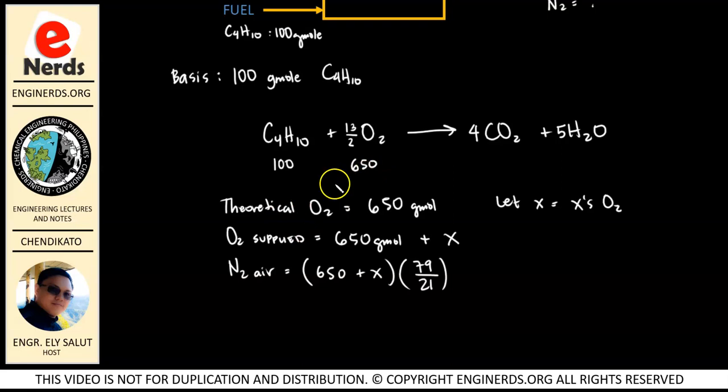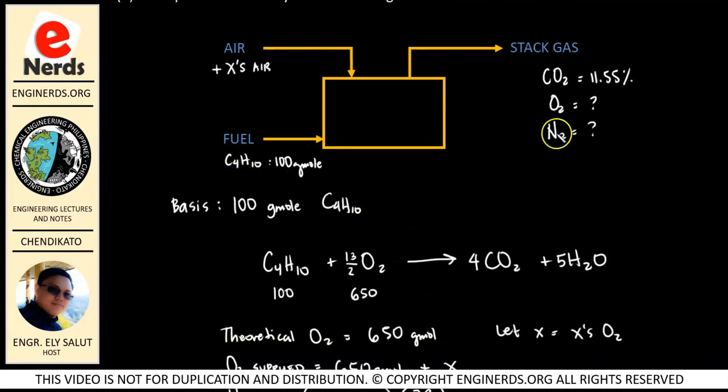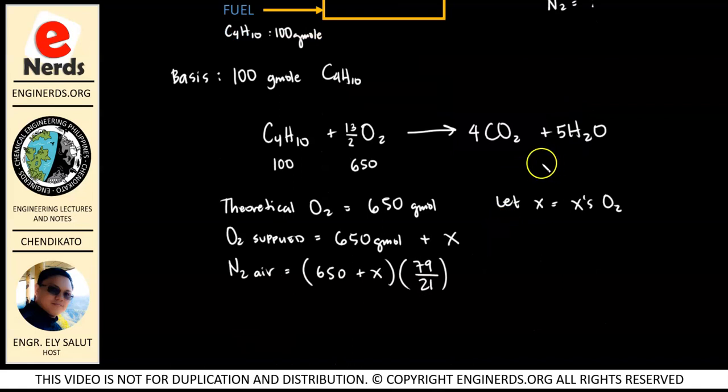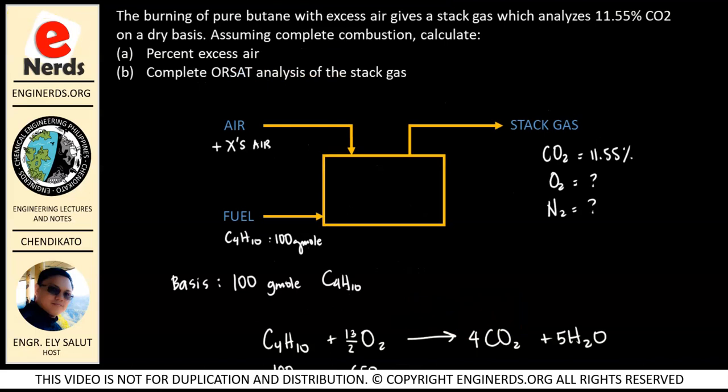And we know that all of the theoretical oxygen that we have will be consumed in order to produce carbon dioxide. So that means our excess, which is X, our excess O2, will be the oxygen that we have in our stock gas. So O2 in stock gas is equal to X. So, let me write that here para meron tayong guide. Let me write here, our O2 in our stock gas is equal to X.